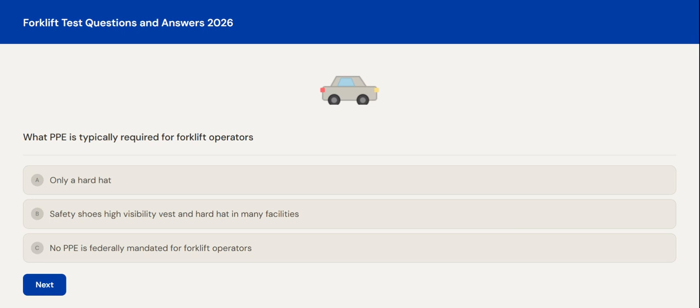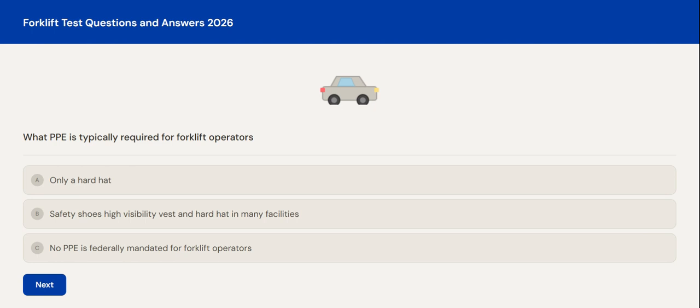Next question. What PPE is typically required for forklift operators? Safety shoes, high visibility vest, and hard hat in many facilities. Requirements vary by facility and industry, but these 3 items are the most common baseline. Always confirm your specific workplace requirements.